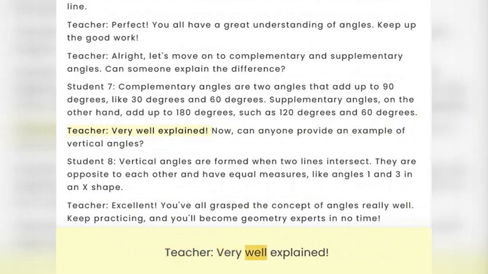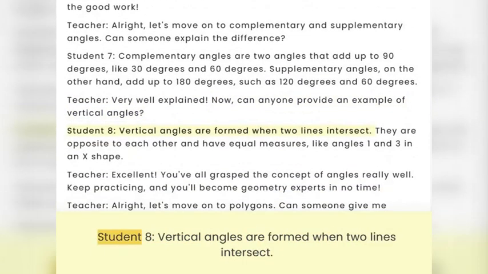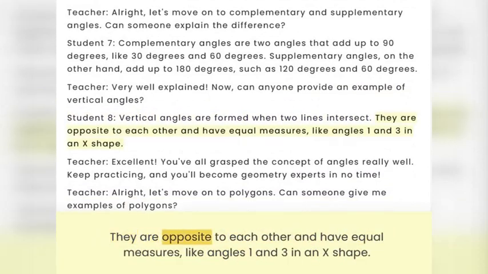Teacher: Very well explained. Now, can anyone provide an example of vertical angles? Student 8: Vertical angles are formed when two lines intersect. They are opposite to each other and have equal measures, like angles 1 and 3 in an X shape.